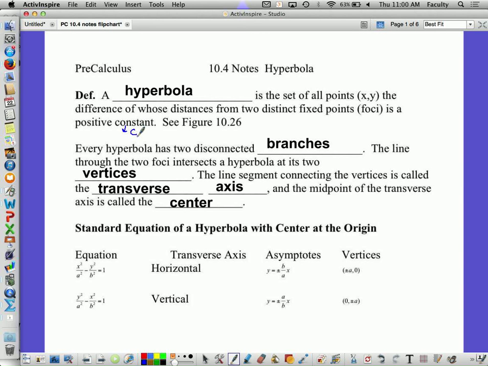Okay, a couple things I want to make sure you write down as a note is that A is always in the first denominator, and A is not necessarily larger than B.